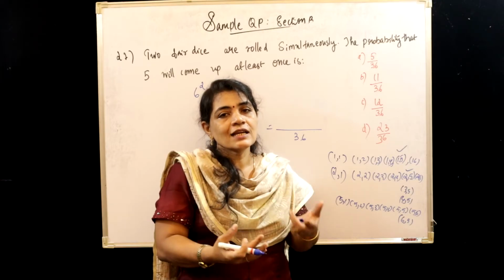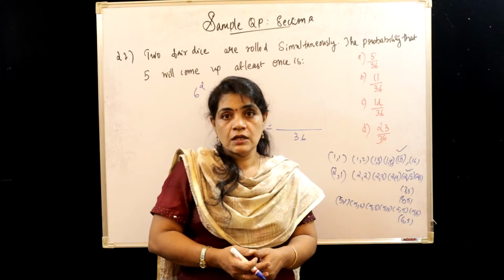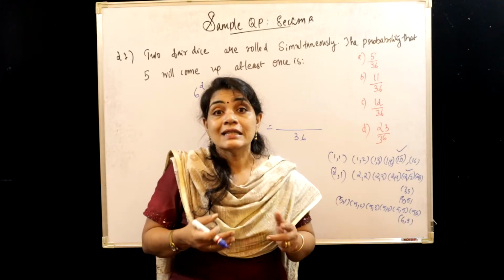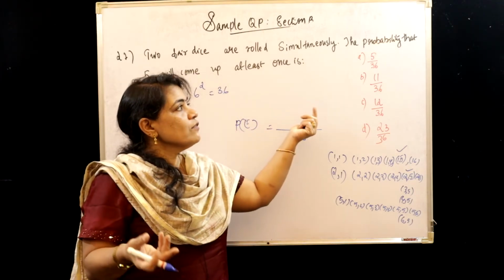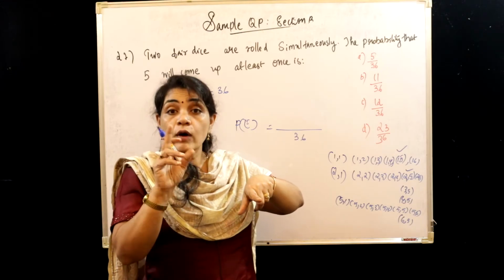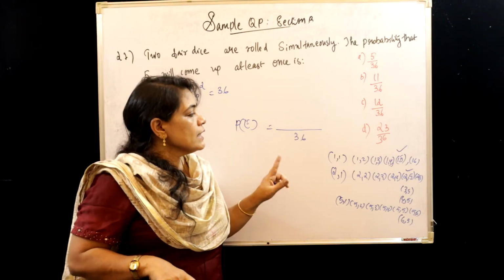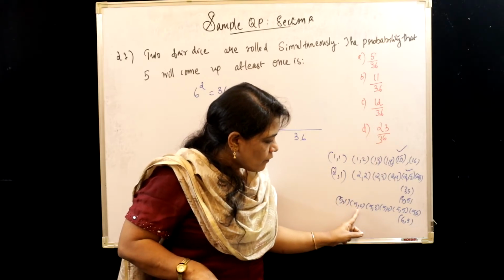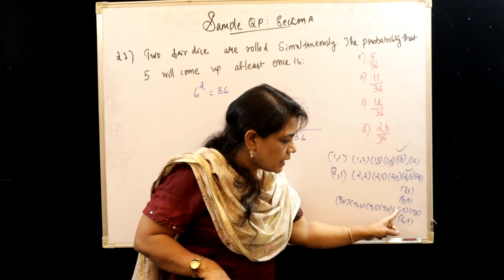Okay, if the question is what is the probability of getting a doublet, you have to consider 6 favorable outcomes out of 36, so 1 by 6. But here the event is changed: at least one time a 5 should appear. That means here 1, 2, so 5 outcomes, and 6, 7, 8, 9, 10, 11.